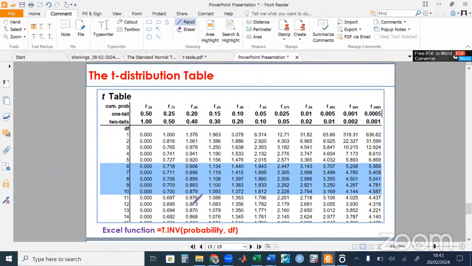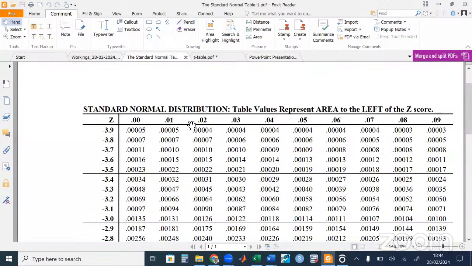So what I mean here is T inverse, and then the probability is your value up here. Is it 0.05 for one tail or two tail? 0.10. And then you put your degrees of freedom. Then you have your function. For the standard normal table, it's the same idea.